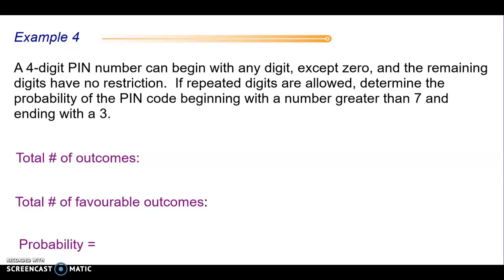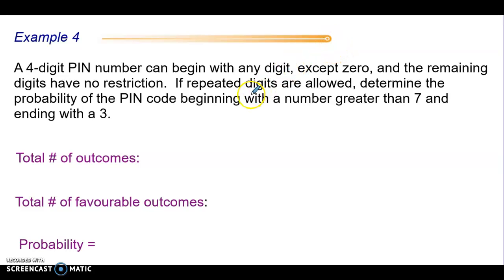Section 3.3, Example 4. A 4-digit PIN number can begin with any digit except 0, and the remaining digits have no restriction. If repeated digits are allowed, determine the probability of the PIN code beginning with a number greater than 7 and ending with a 3.